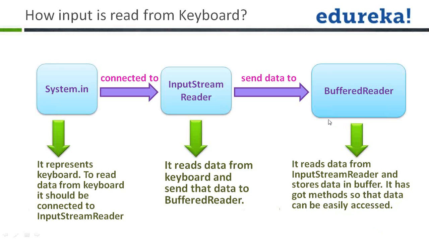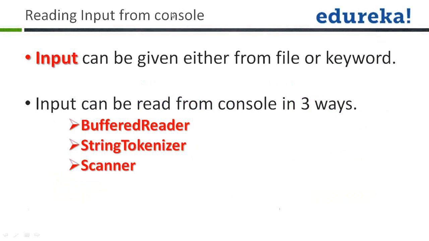So you want the user to put the input using the keyboard. So system.in is kind of a keyboard. It will represent the keyboard. Input stream reader has to be connected with that, so that you can see which buttons are being typed. Finally, that data has to be saved in buffered reader, so that you can use your data for further computations, right?